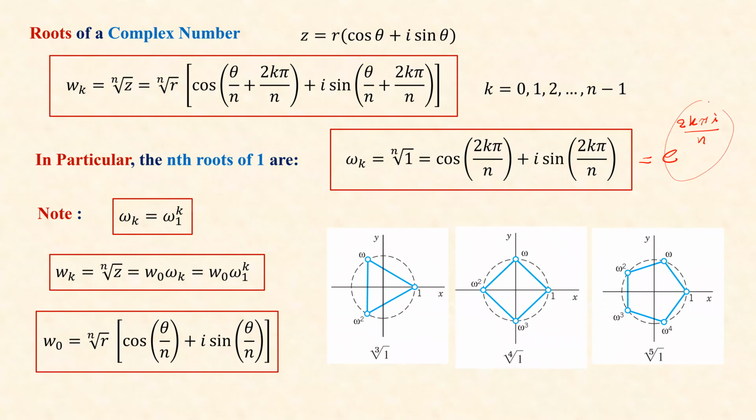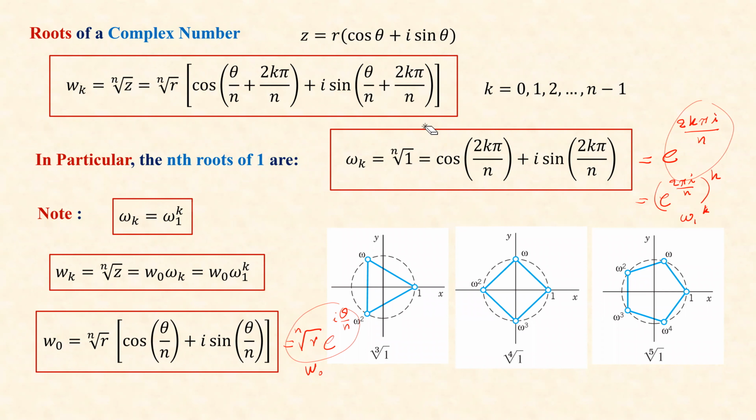So you multiply all of these by this one, which is the nth root of r times e to the i theta over n. You multiply this by these ones, or this also can be written as the first one, e to the 2 pi i over n, to the power k, right? So that you can get this first one, w naught, and multiply by these, which is omega 1 to the power k. And then you get all of these values that are here.